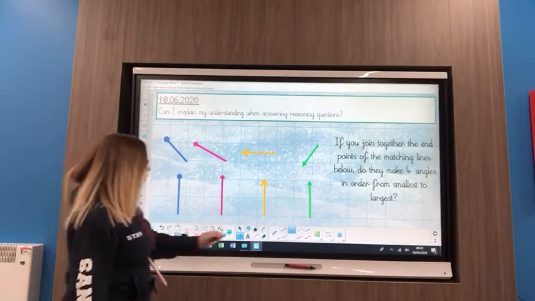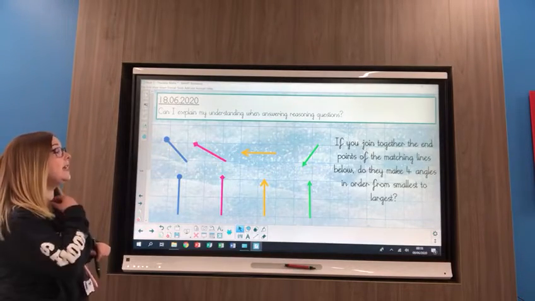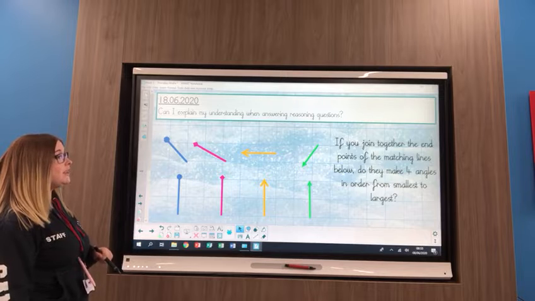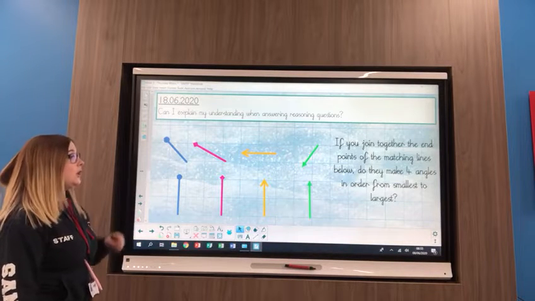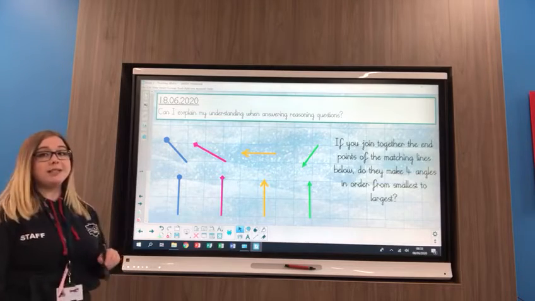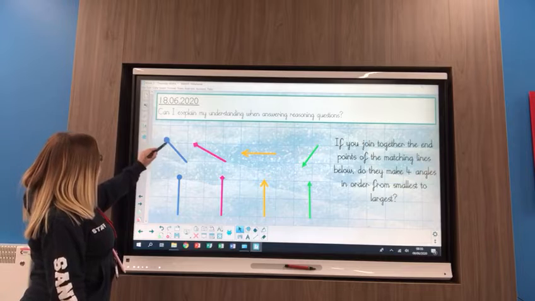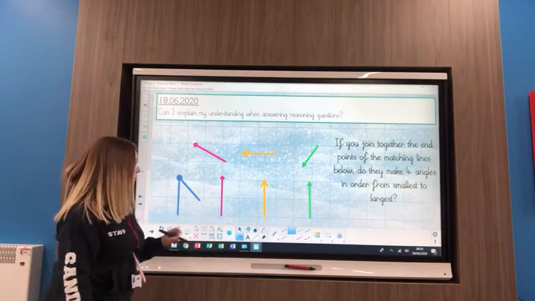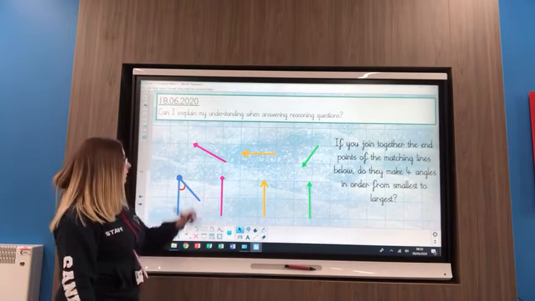And your final question, now this one is a little bit tricky, so make sure that you are listening very carefully, says, if you join together the endpoints of the matching lines below, do they make four angles in order from smallest to largest? So what it's asking you to do is here, each of these lines I've got two circles on, so we're going to match those two circles together. And then we are looking at that angle there. You're going to do the same for all four lines.